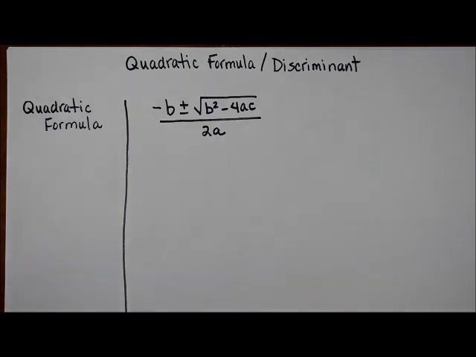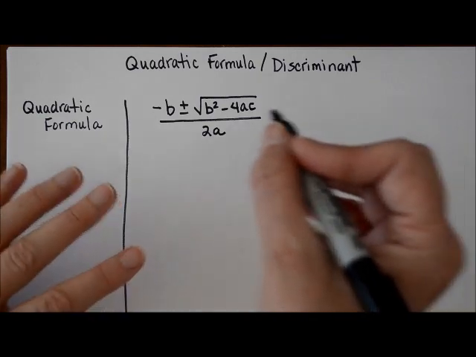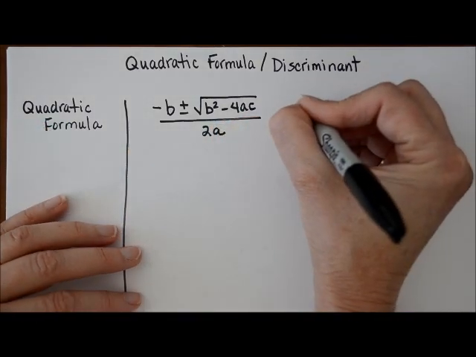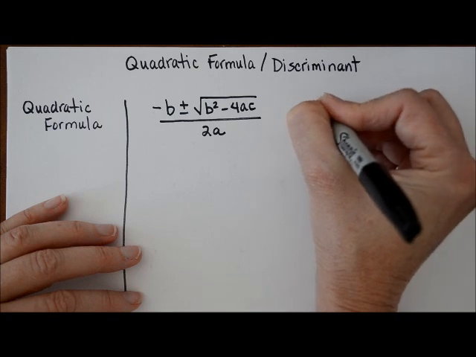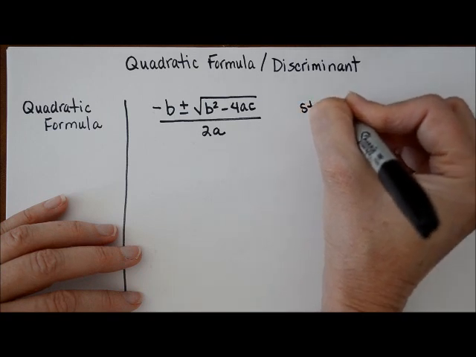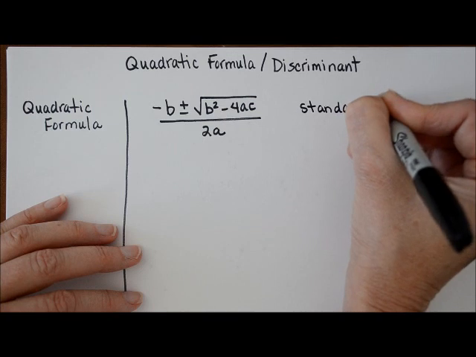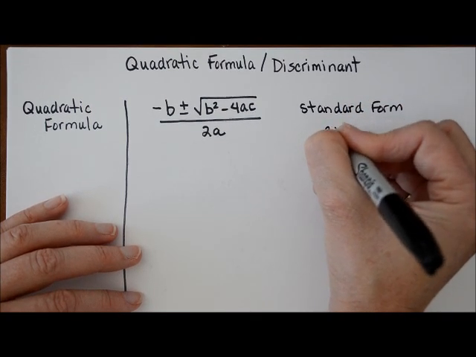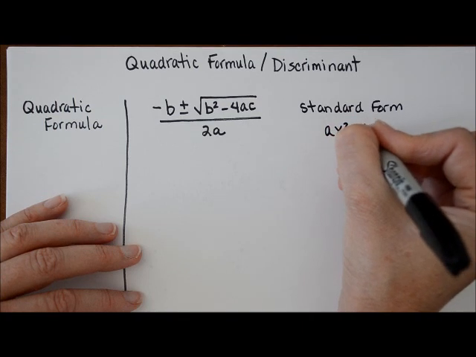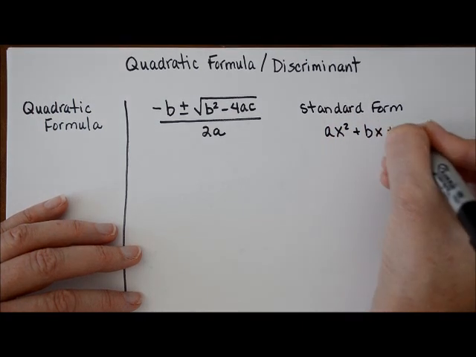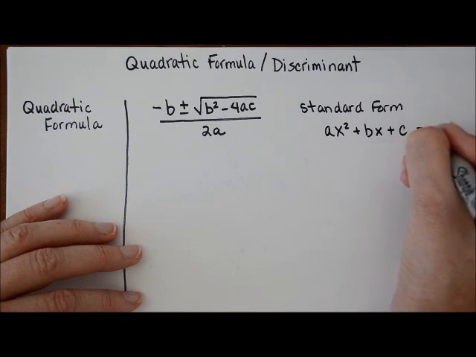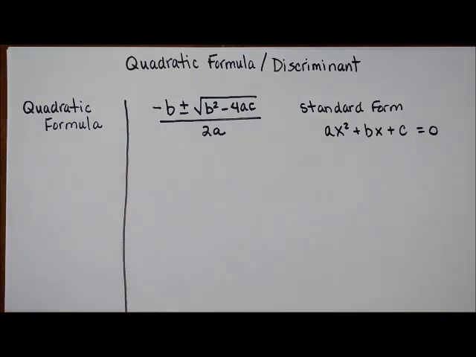Anyway, so this is what you have with the quadratic formula, and it goes with all this ABC stuff, which is just that standard form that we talked about in the last lesson. So standard form is ax squared plus bx plus c, okay, equals 0. Has to be equal to 0 for the quadratic formula.